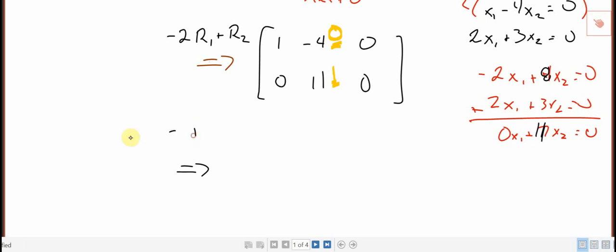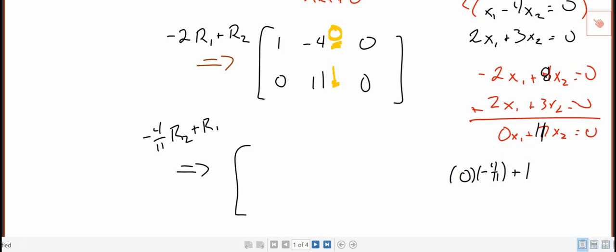Or, I'm sorry, I started doing something. I am going to multiply that by 4 elevenths, and add that to row 1. Now I'm going to do my scratch work off to the side so you can see what we're doing. We're taking 0 times the negative 4 elevenths plus 1, the entry in row 2 times 4 elevenths plus the entry in row 1. That's still going to give me a 1 there.